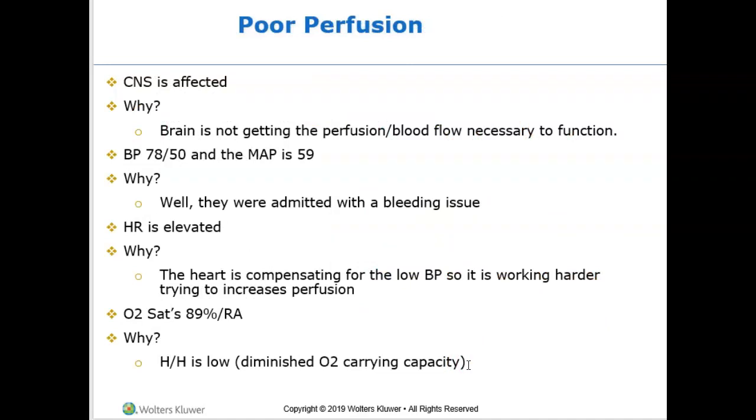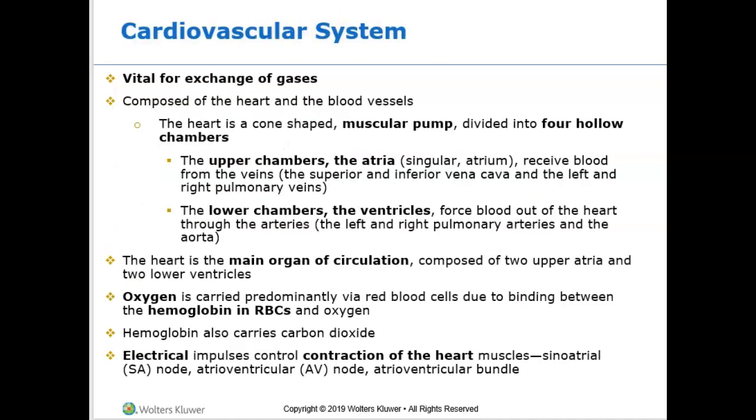So in poor perfusion, in that example we just did, the CNS is affected. We already kind of said why. It's because the brain is not getting the blood flow that it needs to function. Already talked about all that. Thus why this is going to be a short little video.